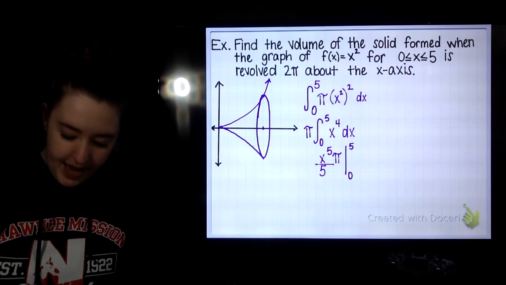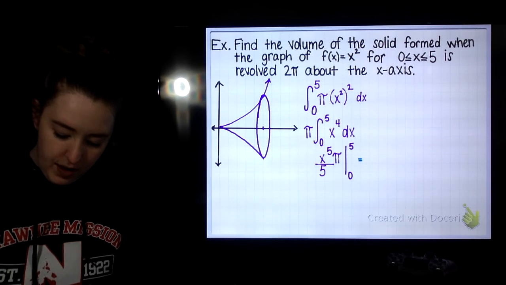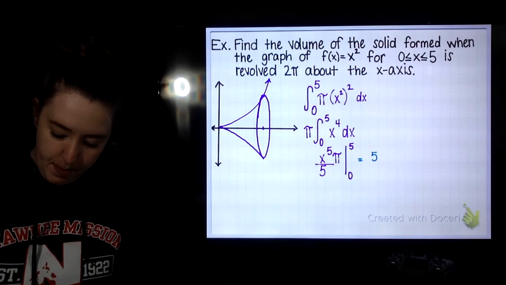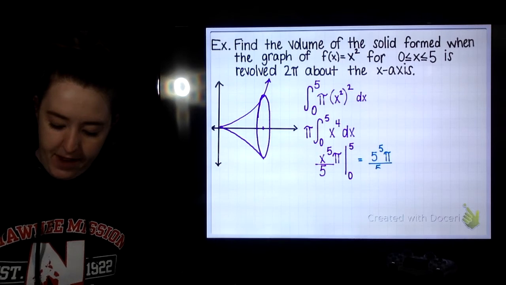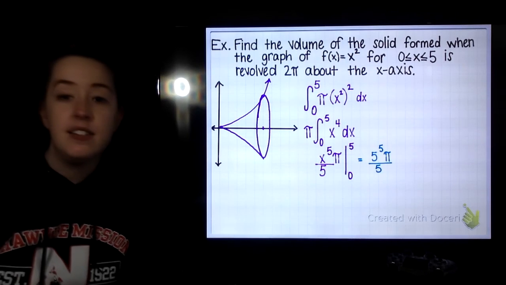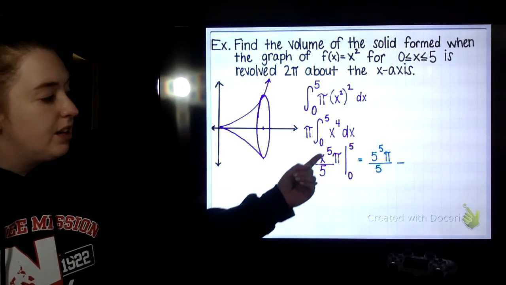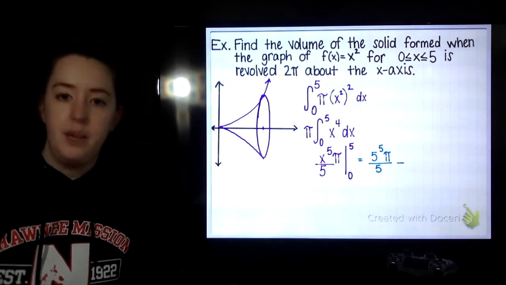So the first thing we have to do is plug in 5 there. So I'll have 5 to the 5th power pi divided by 5 minus, and then if I plug in 0 right here, 0 to any power is 0. 0 times pi divided by 5 is 0.